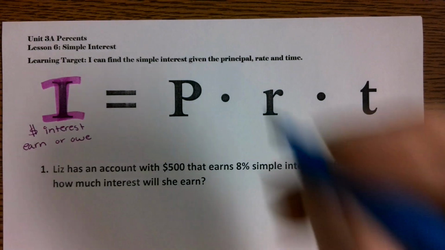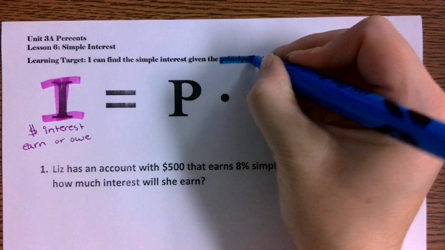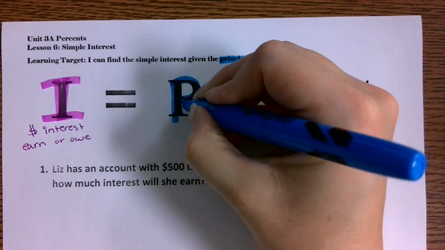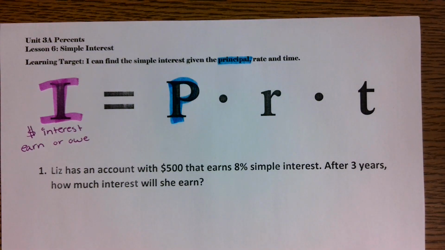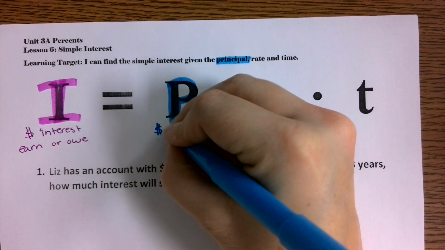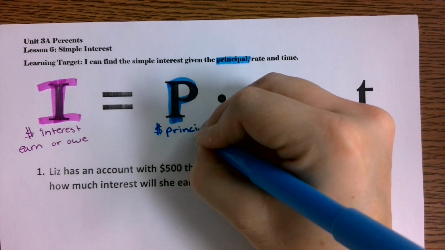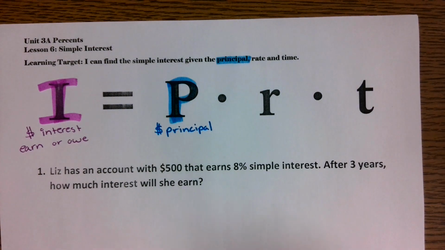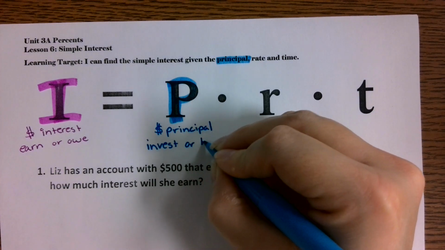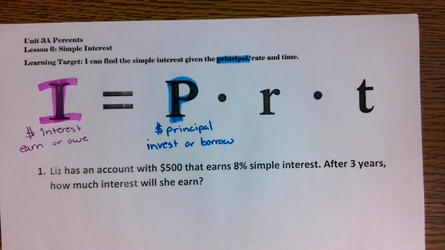P represents the word in our learning target, principal. That's the principal. That is also money. That's the money that you are investing or borrowing. So when you put money into an account, that's the principal that you are investing. When you take out a loan, that's the principal that you are borrowing. So it's what money you have invested, you've put it into an account, or it's what money you have borrowed, you're taking from the bank.